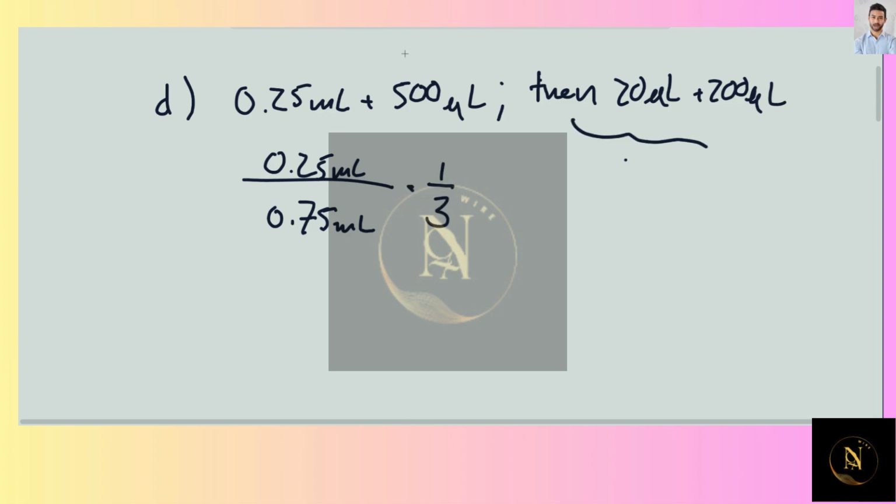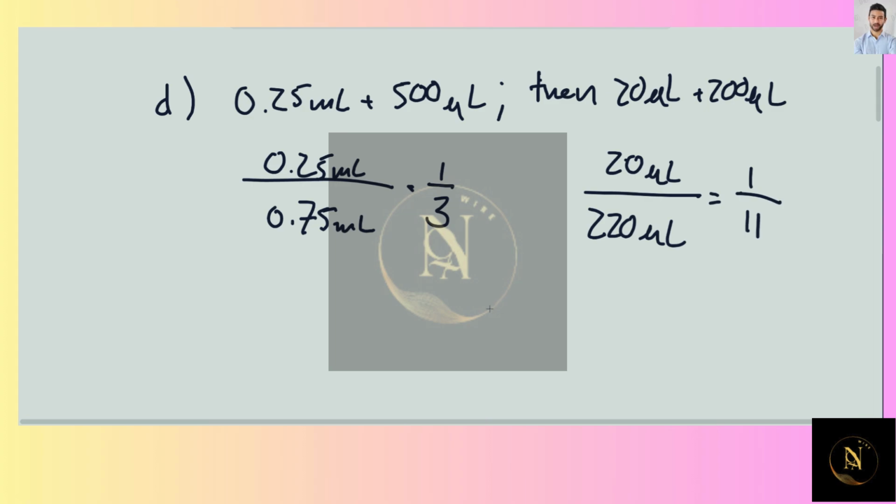And then from this part of the dilution, we're going to get 20 microliters over 220 microliters, right? The sum. And that's going to be a 1 to 11 dilution. So the total dilution will be the product of those two. 1 over 3 times 1 over 11 equals 1 over 33. So the dilution is 1 to 33.